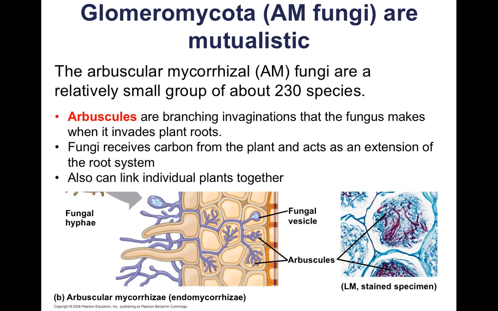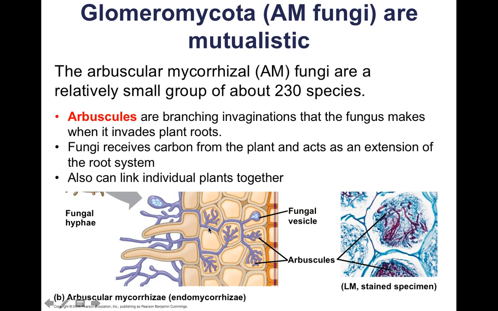Okay, next up is going to be glomeromycota. The other name for this is the arbuscular mycorrhizal fungi. And these are a really cool group of fungi because they are going to be a mutualistic group. So this group of about 230 species are going to form mutualistic associations with plant species. They form these structures called arbuscules. So it's called arbuscular. It kind of looks like a tree, these tree-like branching structures.